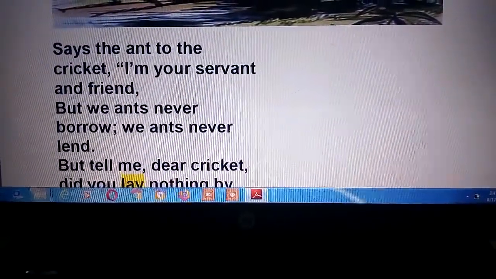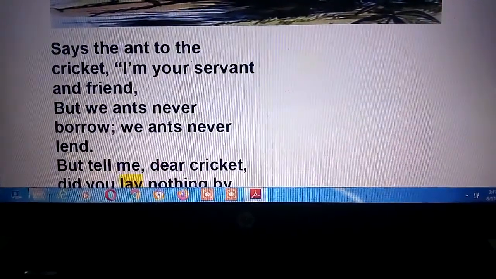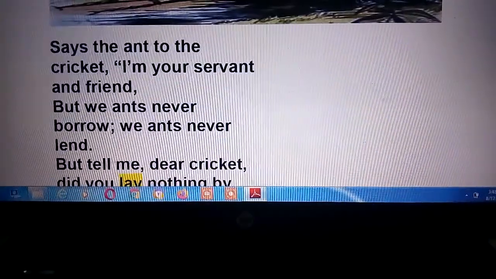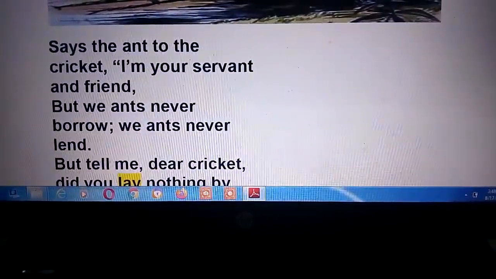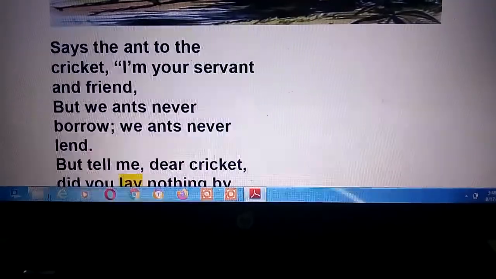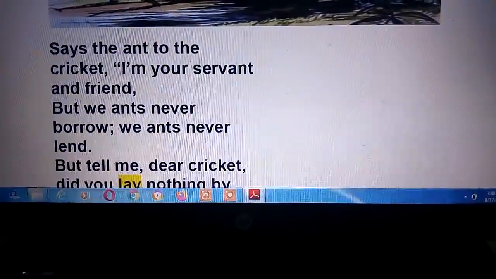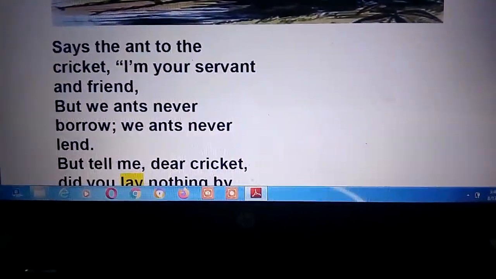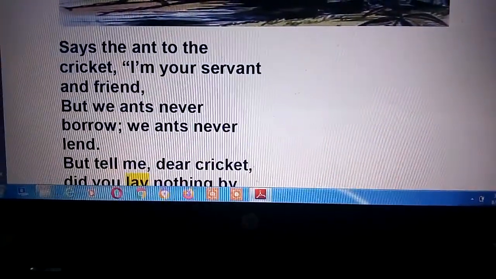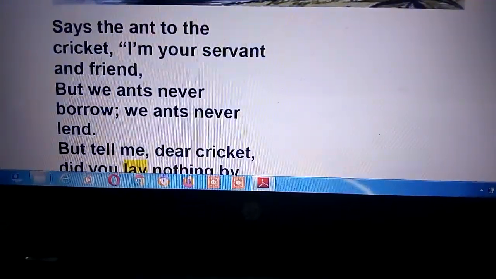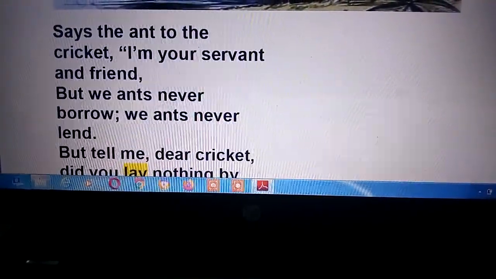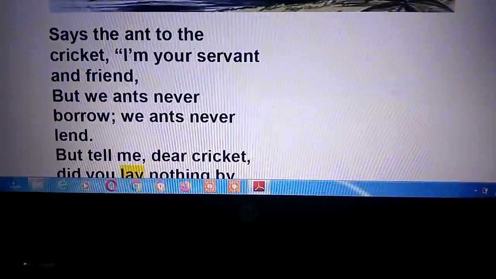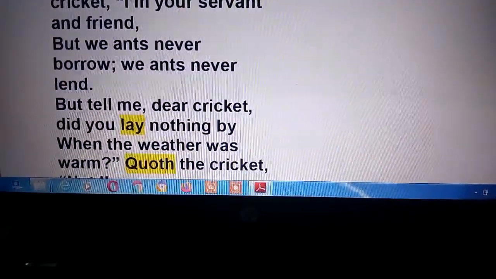So says the ant to the cricket, I am your servant and friend. He's just telling like that only. He is not very serious about what he is saying, because he is saying, I am your servant. He is not his servant, but he wants to be humble. That's why he is using these words. He doesn't want to scold the cricket. So that's why he is saying, I am your servant and friend. But we ants never borrow. We ants never lend.